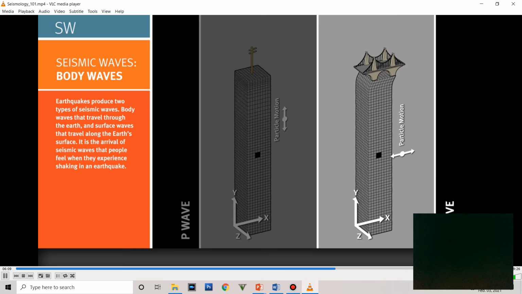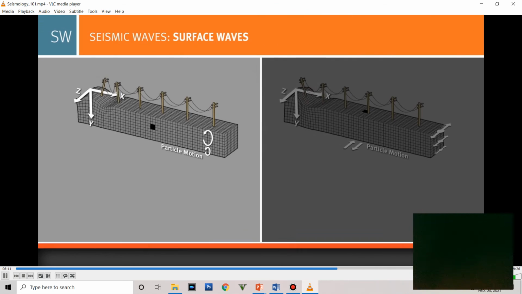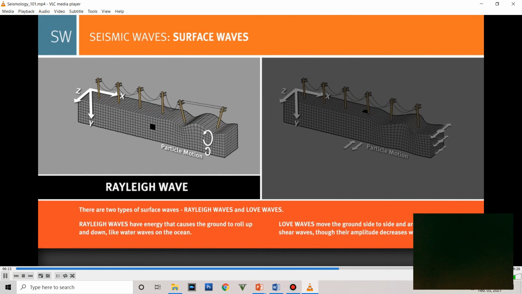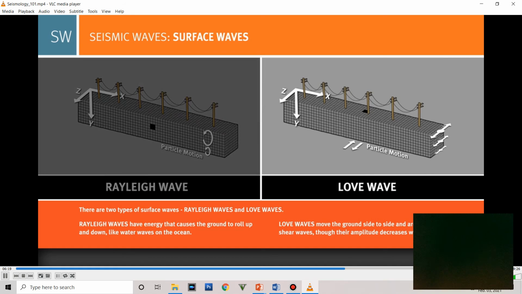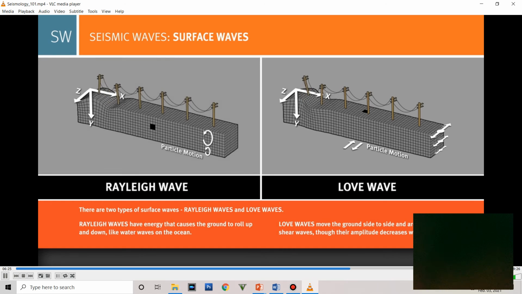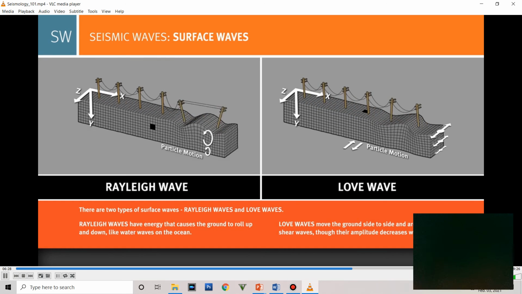There are likewise two kinds of surface waves. Rayleigh waves have energy that causes the ground to roll up and down, like water waves on the ocean. Love waves move the ground from side to side and are similar to shear waves, but can have larger amplitudes. Seismic waves carry the energy from the earthquake source to the surface where people can feel the shaking.